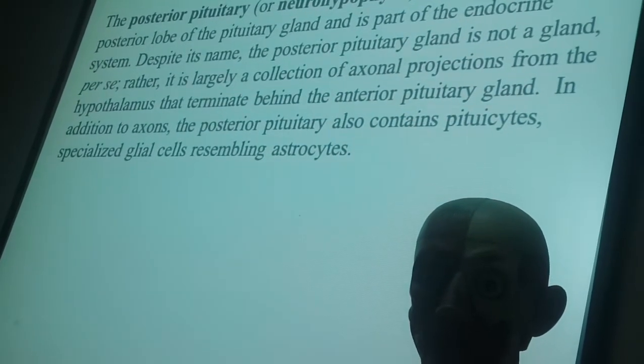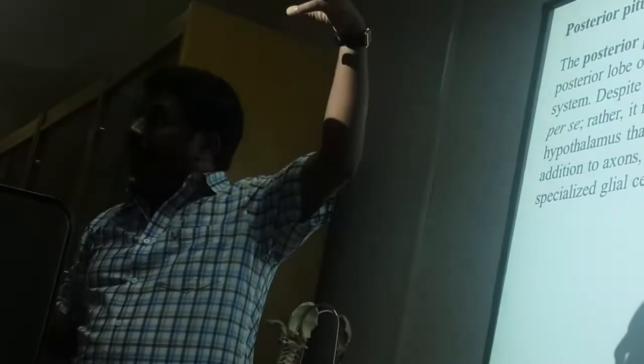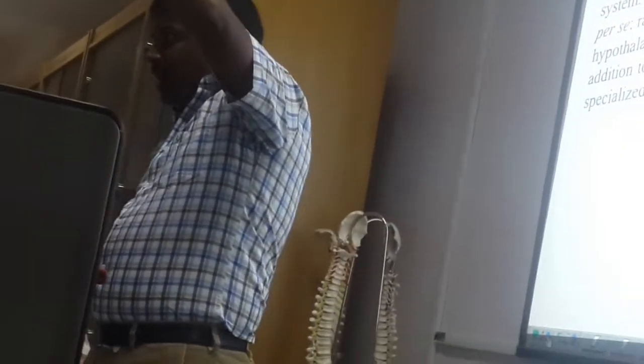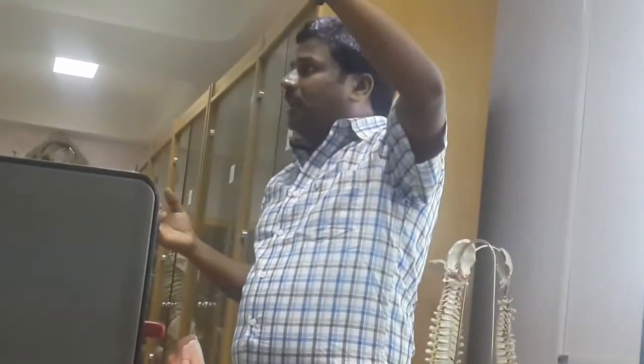Okay. So posterior pituitary, as I said, contains many of the nerve fibers, that is the axons, which are coming from the hypothalamus. So you have many nuclei in the hypothalamus. From those hypothalamic nuclei, the axons will run down and then settle in the posterior pituitary. They have the nerve terminals in which you have the secretory vesicles. They will be secreting the hormones. But still, the posterior pituitary is called the master gland. Still, I don't know why it is called that, because the hormones are directly coming from the hypothalamus. Thus, they are secreted in the posterior pituitary.